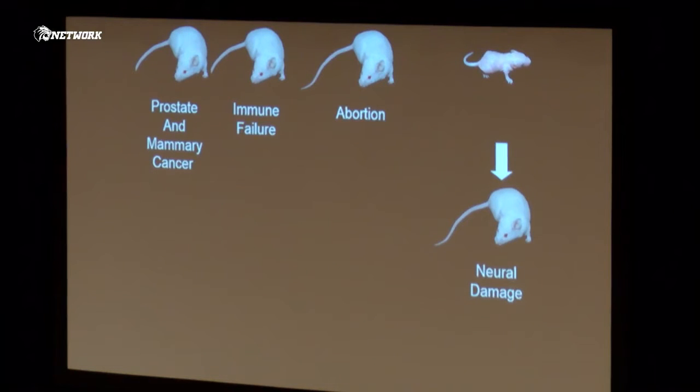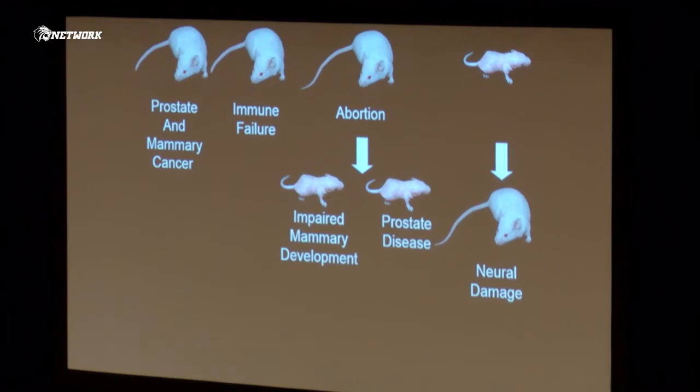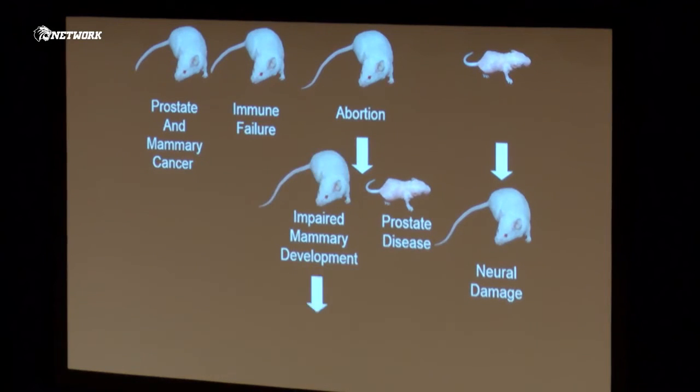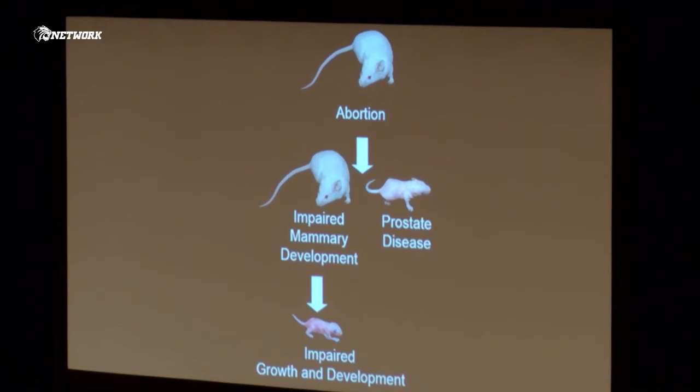That was done by an EPA laboratory. Another EPA laboratory showed that of those rats that don't abort, the sons are born with prostate disease. Another EPA laboratory published data showing that of those rats that don't abort, the daughters are born with impaired mammary development, and when they grow up, they are incapable of properly feeding their offspring, so they experience retarded growth and development. And this moved me more than anything that I'd done.